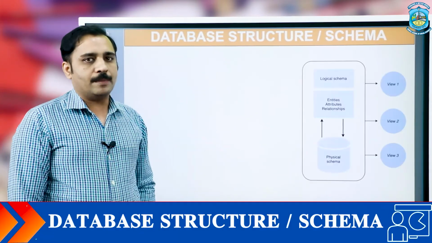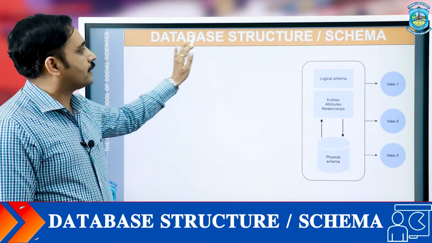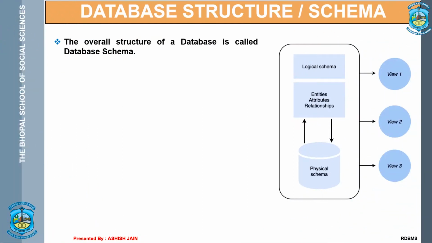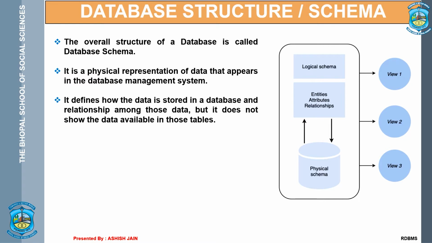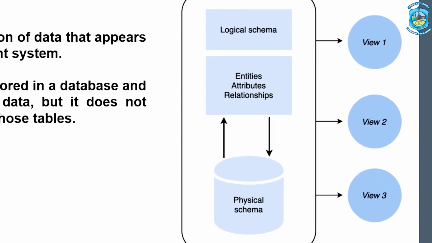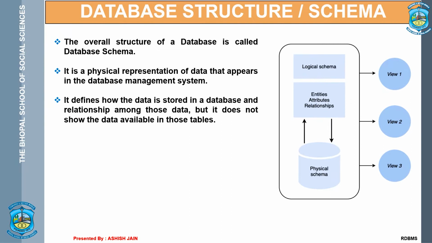Database structure or database schema. In DBMS terms, schema is nothing but actually the design or the structure of a database. So database schema is basically the structure of the database. Here, the overall structure of a database is called a database schema or simply schema. It is nothing but a physical representation of data that appears in database management system. Here we have defined it on three levels. First, a logical level. Second, a view level, and finally we have the physical level. So at logical level we have logical schema, then we have the conceptual schema, and finally we have this physical schema. And these are connected to different views that form the view level schemas.